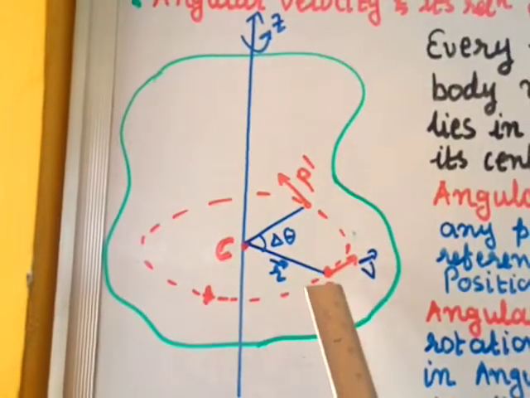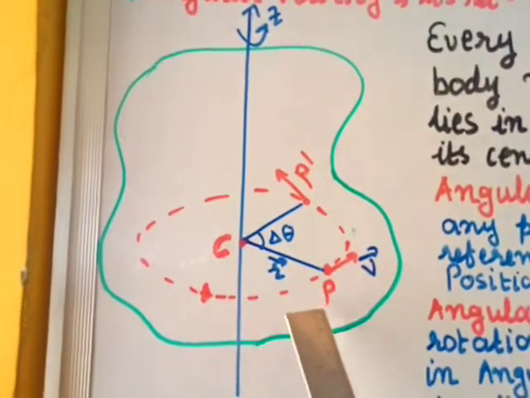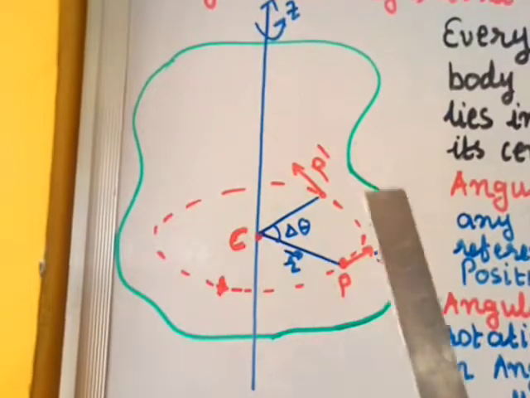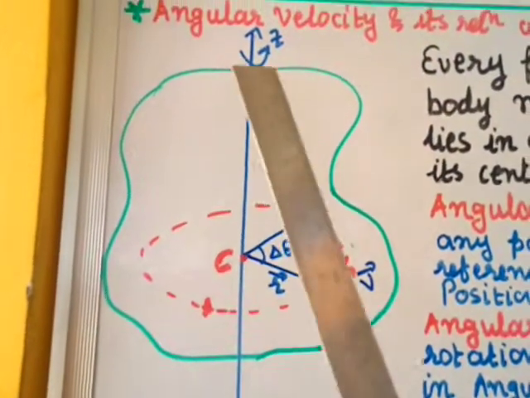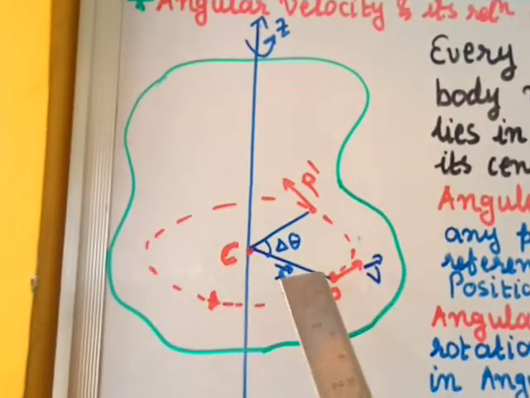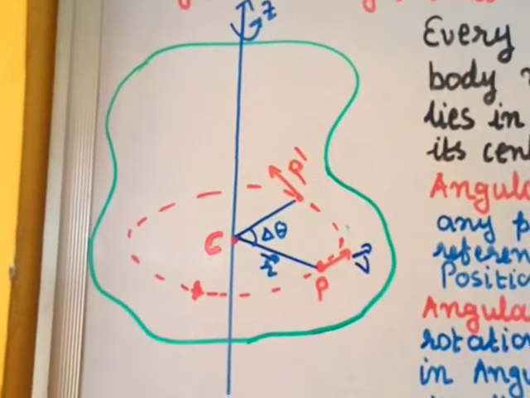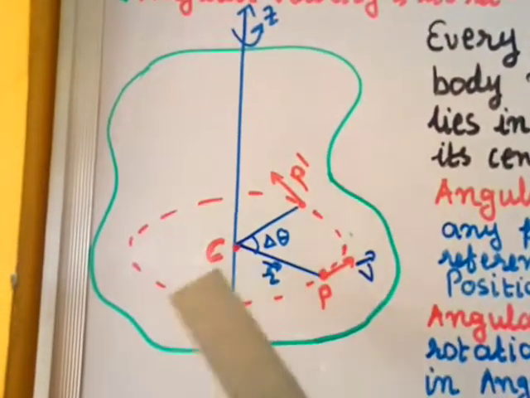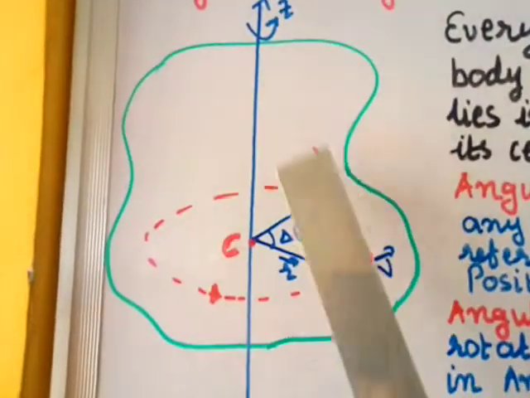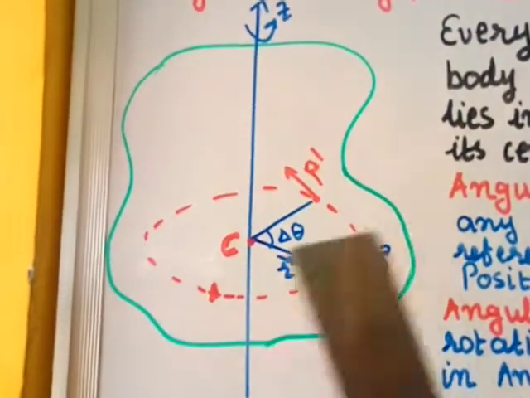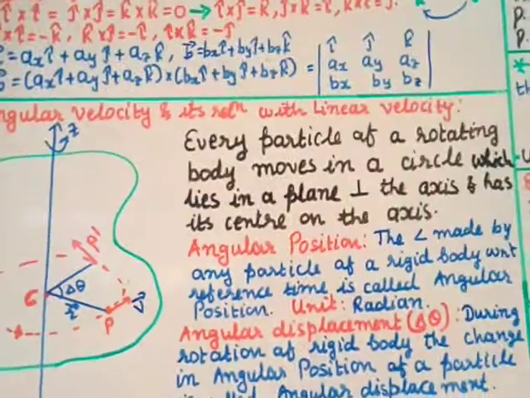If it is rotating, then this point P, we are considering only one point here, is rotating in a circle with center on this axis and this is the radius. In this distance it is rotating, and that way each point is rotating, and this plane will be perpendicular to the axis.